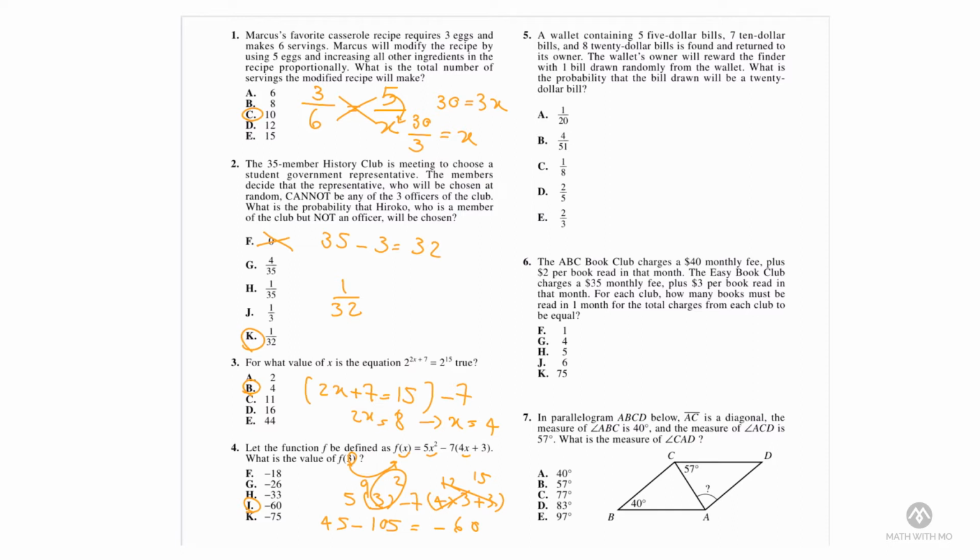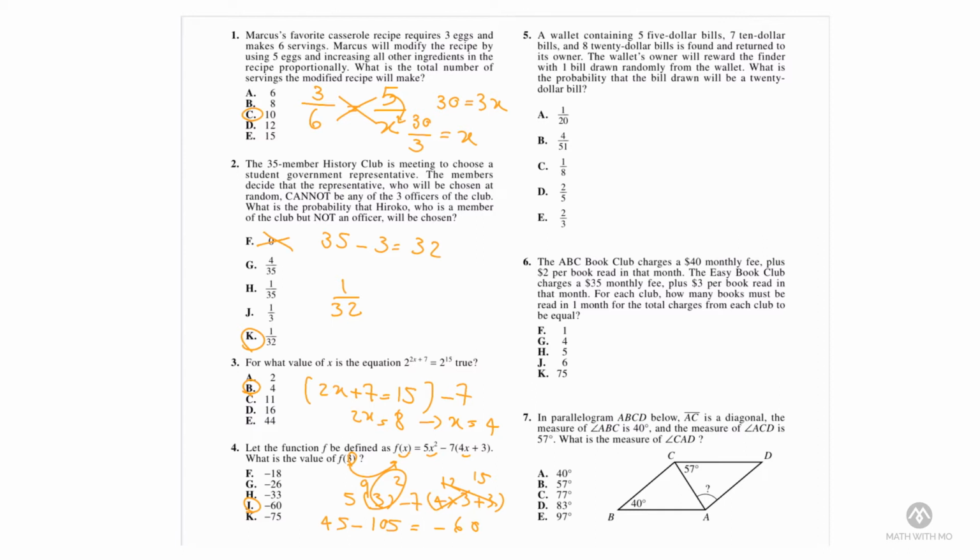A wallet containing 5 $5 bills, 7 $10 bills, and 8 $20 bills is found and returned to its owner. The wallet's owner will reward the finder with 1 bill drawn randomly from the wallet. What is the probability that the bill drawn will be a $20 bill?